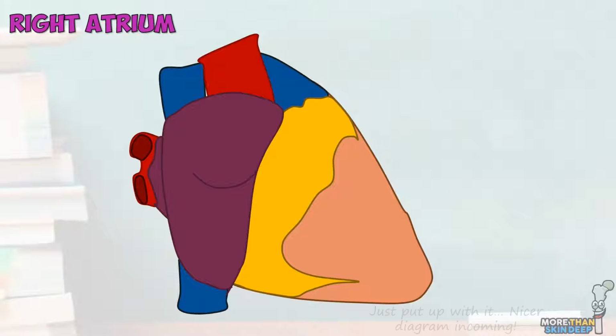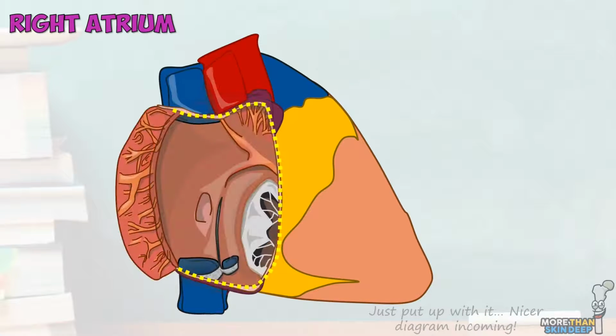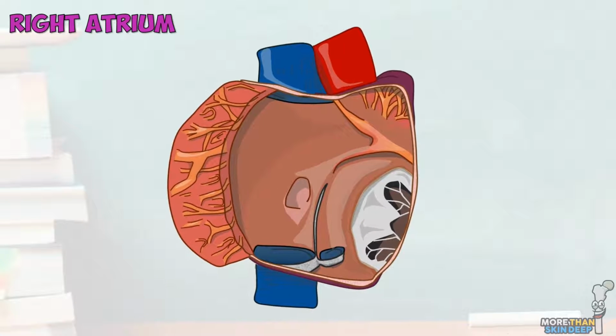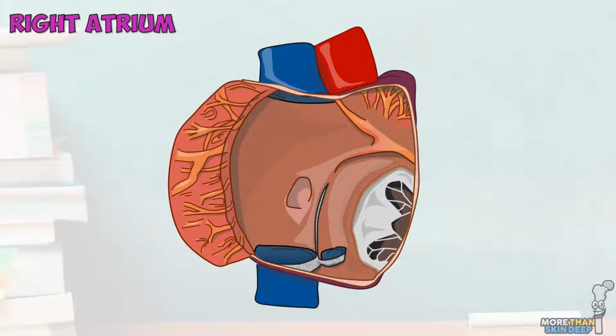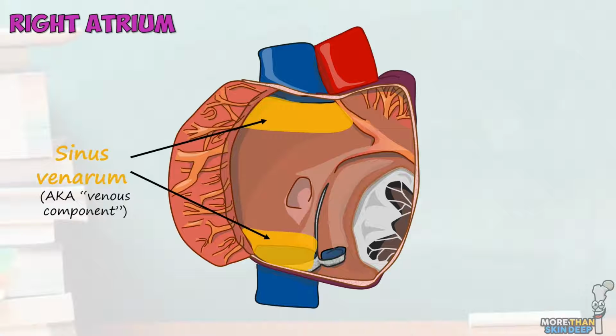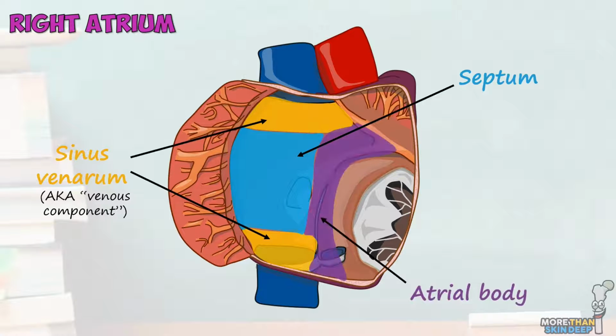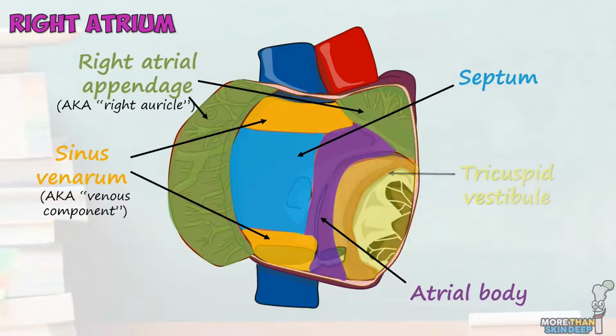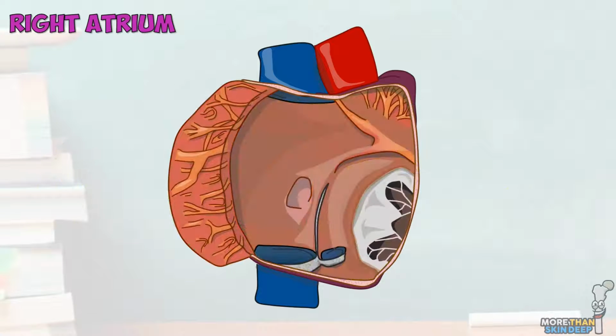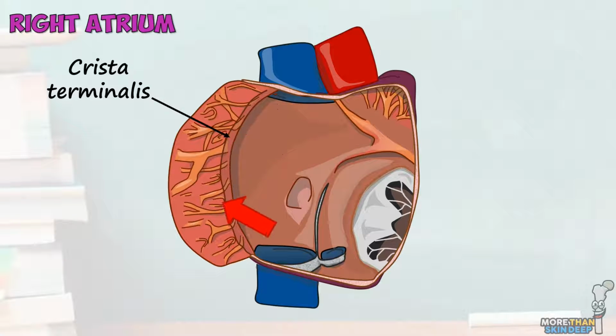Okay, now let's look inside the right atrium. The best way to view it is from the right pulmonary surface, accessed by an incision like this. We'll cut here and reflect the right atrial appendage backwards. The first thing to note is that the internal right atrium is broadly split into 5 parts: the smooth-walled sinus venarum, the septal surface, the atrial body, the right atrial appendage, and the vestibule of the tricuspid valve. The division between the sinus venarum and atrial appendage is known as the crista terminalis, and corresponds with the sulcus terminalis, which we mentioned earlier.